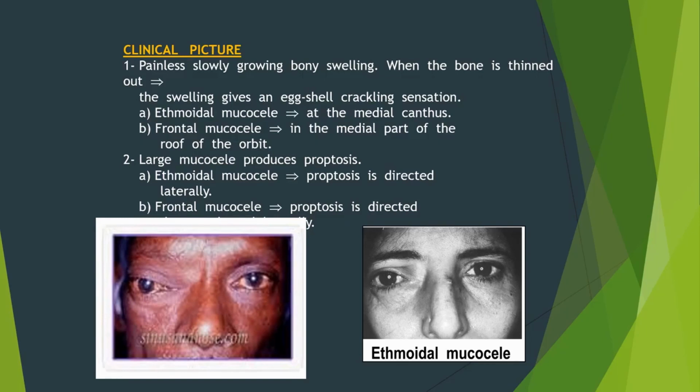In ethmoidal mucocele, it will be at the medial canthus. In the frontal mucocele, it will be in the medial part of the roof of the orbit. Large mucocele produces proptosis. In ethmoidal mucocele, the proptosis will be lateral, and in frontal mucocele, the proptosis will be directed downward and laterally.